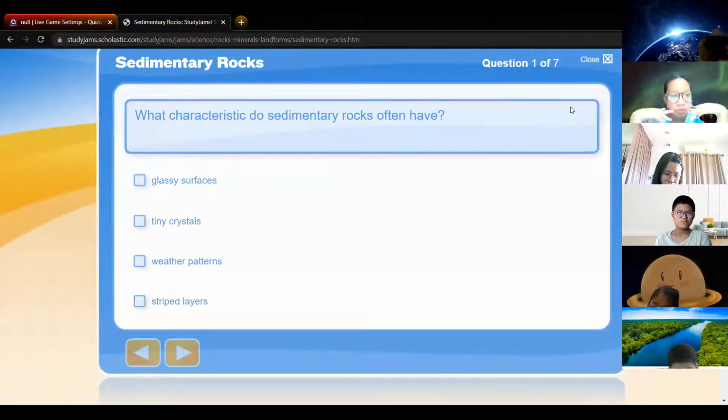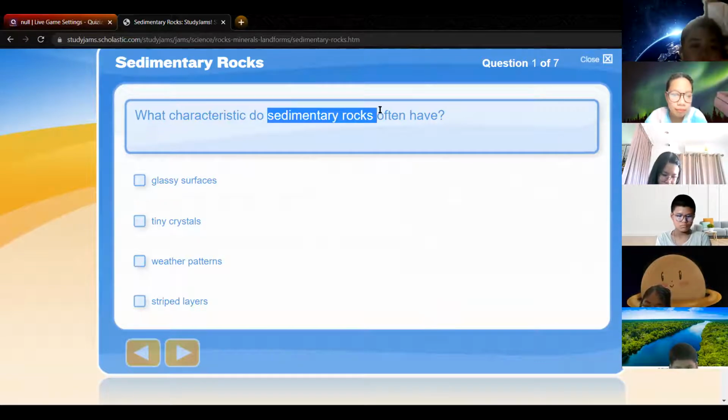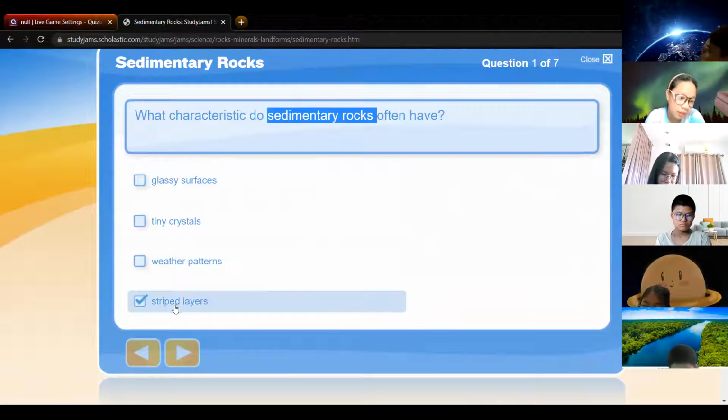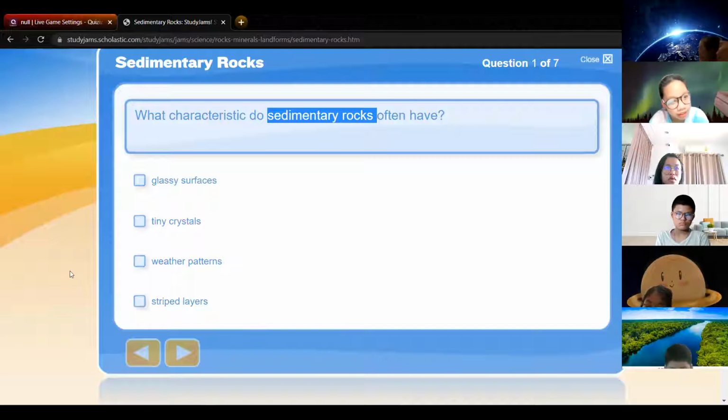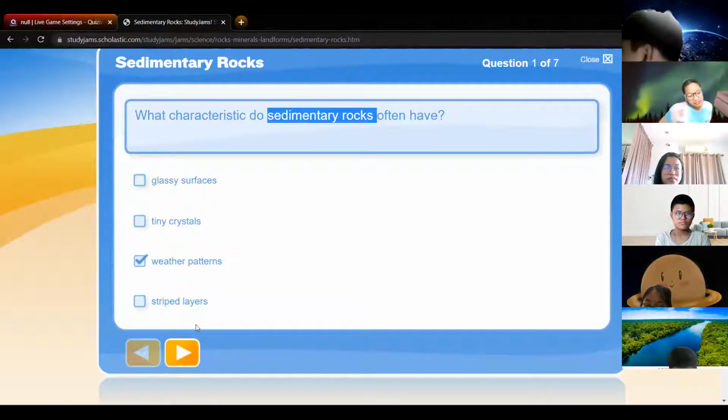Anybody can answer this? What characteristic do sedimentary rocks often have? Can somebody answer? Nataya, what characteristic do sedimentary rocks often have? Glassy surface, tiny crystals, weather patterns, or striped layers? Weather patterns. Okay, are you sure? Okay, I will not tell you if it is a correct or wrong answer. We will know later.